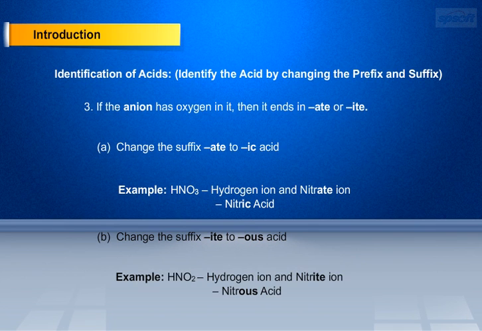Example 2. Nitrous acid, that is HNO2, contains a hydrogen ion and a nitrite ion. Here, nitrite, that is NO2 anion, contains oxygen in it, and the anion ends with ite. On changing the suffix ite to ous, we can name or identify the acid as nitrous acid.